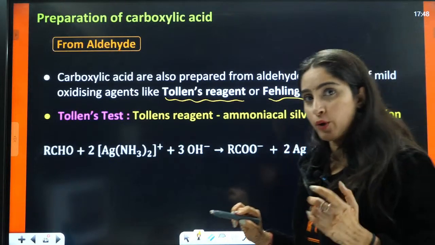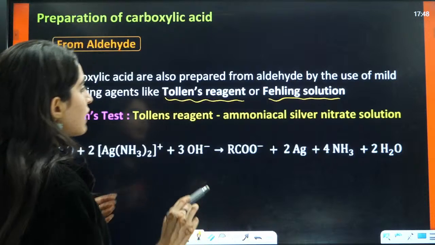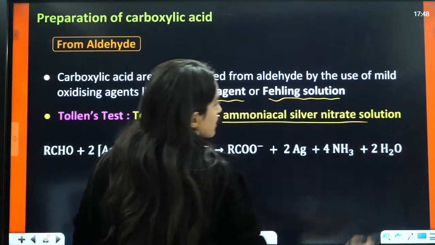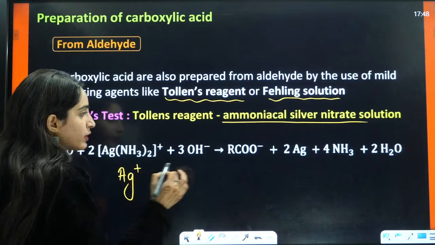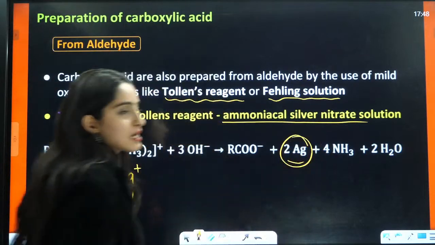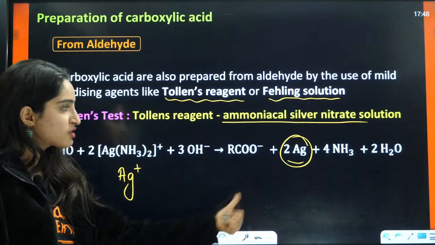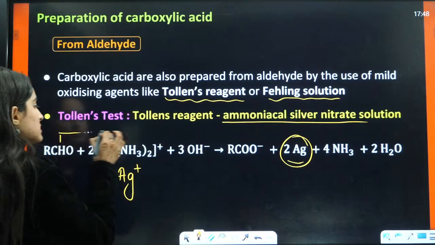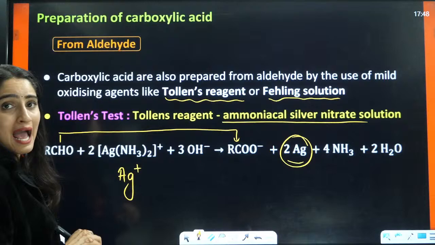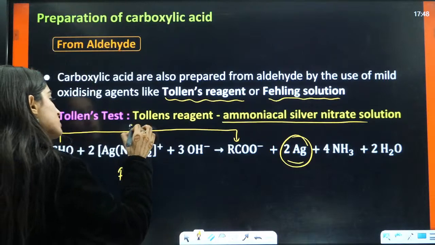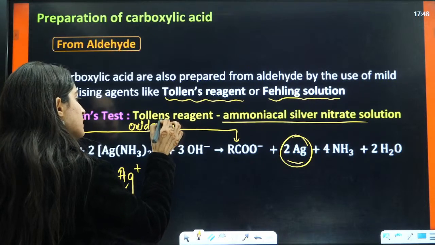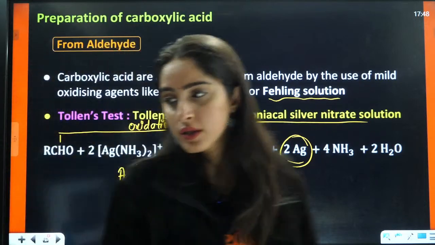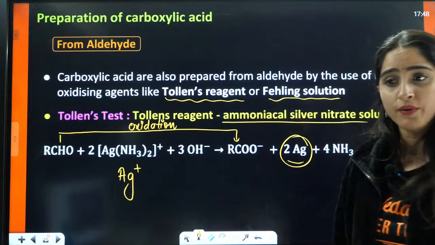Tollens test uses ammoniacal silver nitrate solution, right? Here your Ag positive is converted to a silver mirror. Definitely here reduction is happening, and the RCHO group is converted to acid, where oxidation is happening, right? Understood this or not? Is that clear to everybody or not?